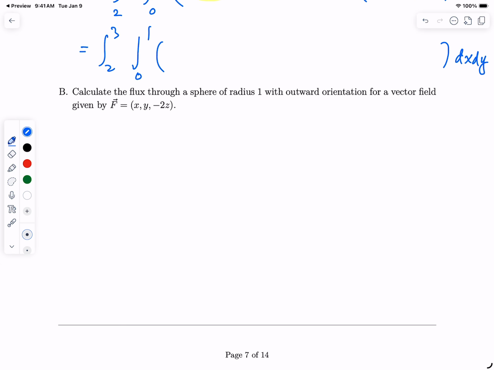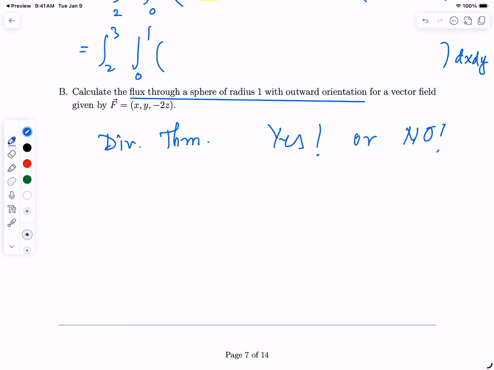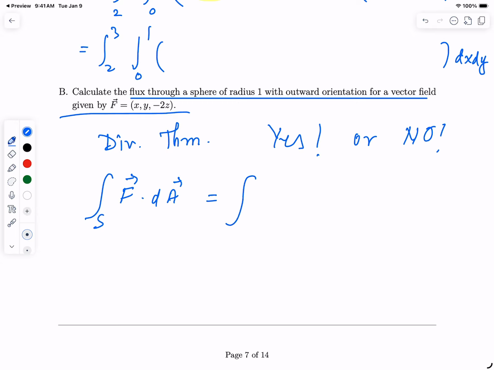And for this question, can I apply the divergence theorem? Yes or no? I am interested in computing the flux through the sphere of radius 1 with outward orientation of this vector field. The vector field is nice, the surface is nice. I am interested in what is the flux of this vector field through the surface. I can apply the divergence theorem because the surface is closed, everything is good.